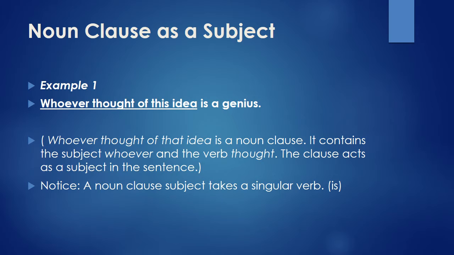sentence. So in example 1 here, whoever thought of this idea is a genius. So the underlined clause, whoever thought of this idea, is a noun clause serving as a subject. It contains a subject, whoever, and the verb thought. The clause acts as a subject in this sentence. First, it's at the beginning of the sentence, and it is acting as the subject of the whole sentence, okay? Notice also that a noun clause used as a subject always takes a singular verb. The verb in this sentence, the main verb, is the word is.